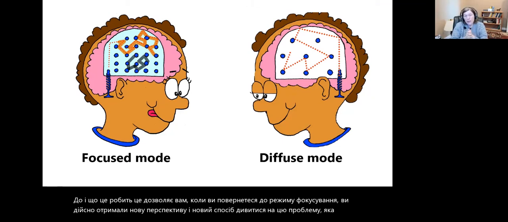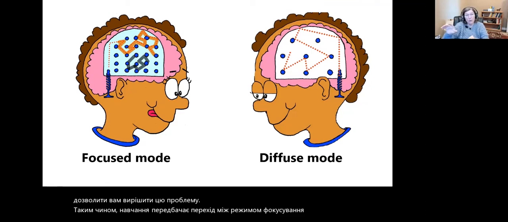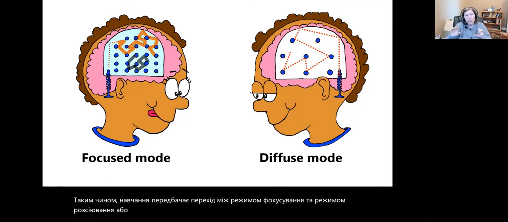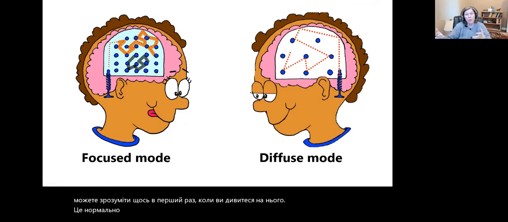So learning involves going back and forth between focus mode and diffuse mode, or default mode network. And it's important to realize that if you can't figure something out the first time you look at it, that's okay. That's perfectly normal. Some people need to go back and forth quite a few times before they really understand the material well.